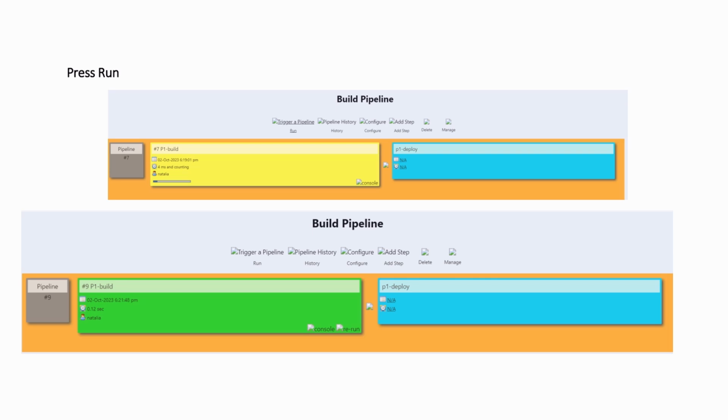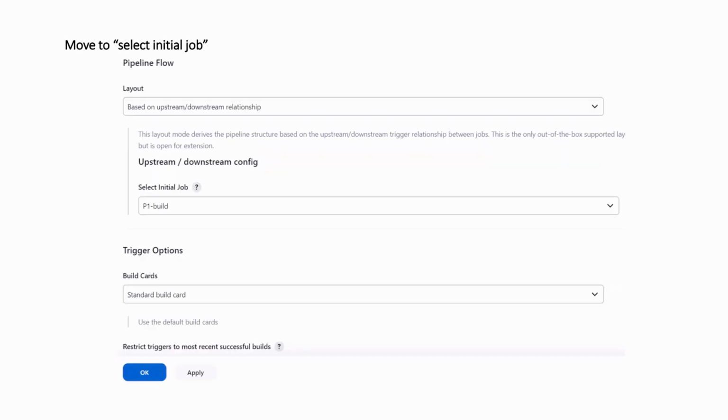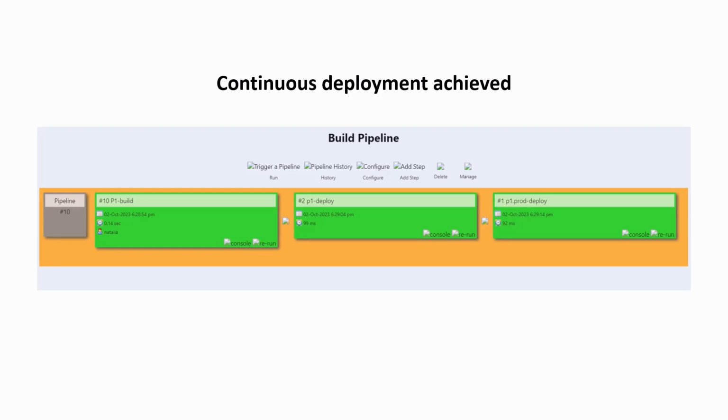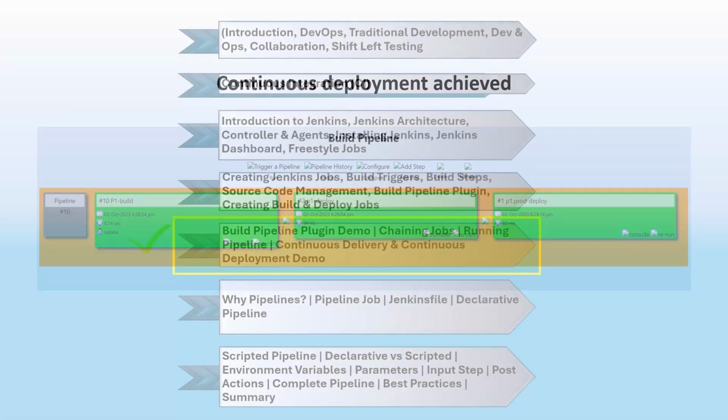So this is the demo of continuous delivery. In the next few slides, we will create the third Jenkins job. We will demonstrate the job starts automatically. We will achieve continuous deployment. And this is the demo of continuous deployment.